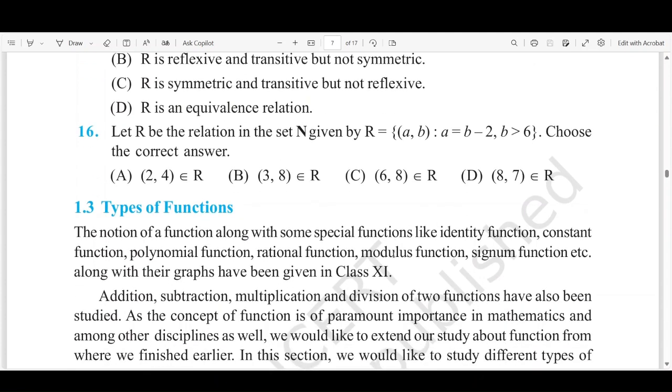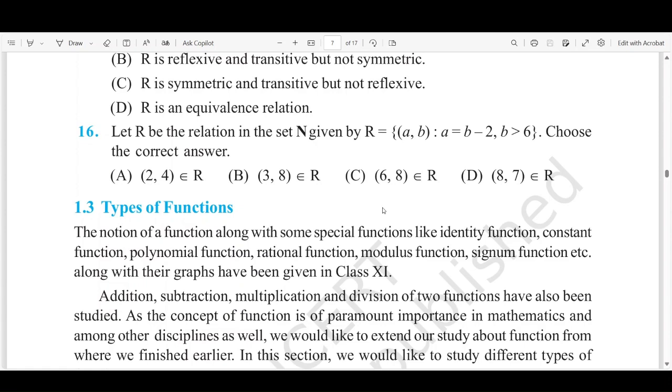Problem number 16. Let R be the relation in the set N given by R equal to the set of all ordered pairs (a, b) such that a equal to b minus 2 for b greater than 6. Choose the correct answer. So from the condition b should be strictly greater than 6, option A is not possible. So only we have to verify B, C and D. Since a equal to b minus 2, only option C satisfies that condition. Therefore, option C is the correct answer.